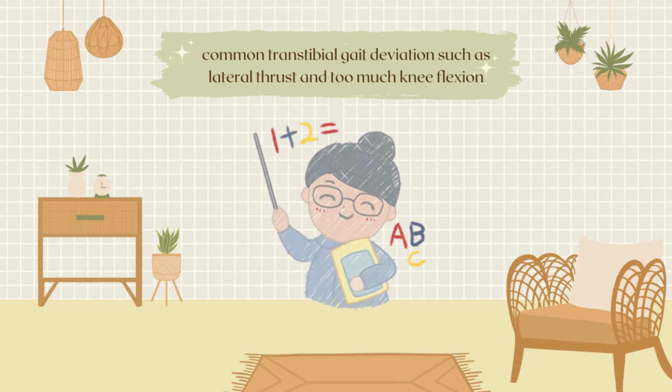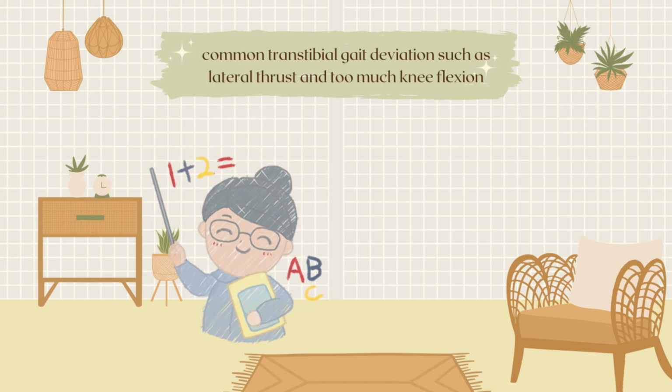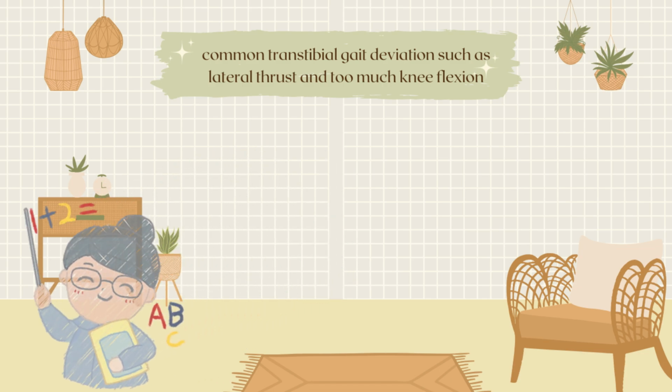So, lateral thrust is a gait deviation when the patient walks on the lateral border of the foot. And too much knee flexion is a gait deviation when the patient feels like they are walking down a hill and lacks knee control, so that makes them walk with excessive knee flexion moment. Alright, next we move to the video demonstration about the lateral thrust first.